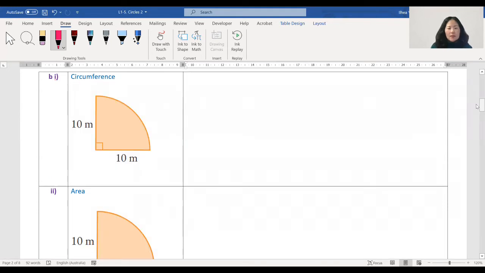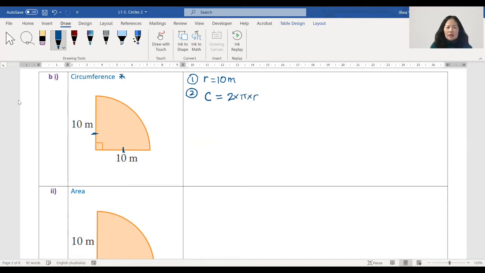So let's have a look at part B. First step is to find the radius. The radius here is 10 meters. Second, because we have to find the circumference, we use the circumference formula, and the formula is 2 times pi times r.